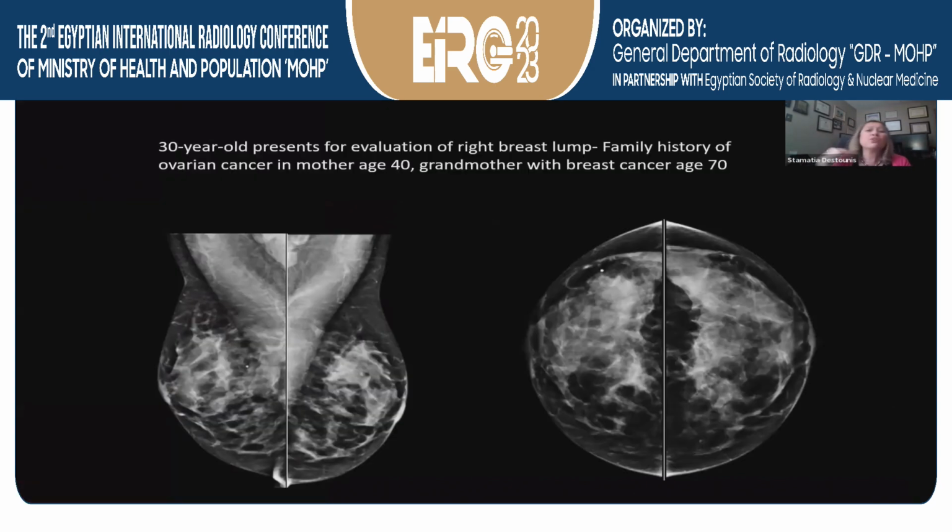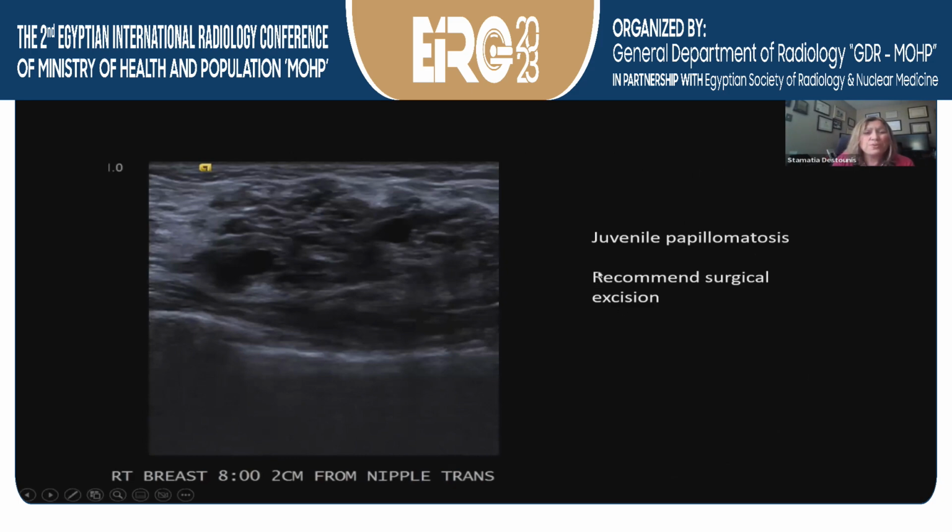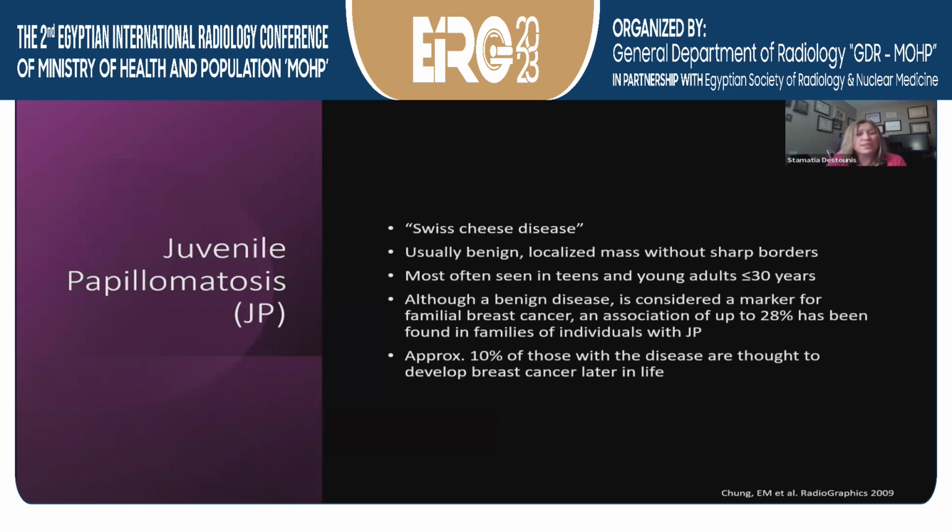This is a 30-year-old that came in, and she has a lump in her right breast. She does have a family history of ovarian cancer in her mother and a grandmother with breast cancer. And so this goes to ultrasound pretty quickly after we do the mammogram, and this was juvenile papillomatosis on a needle biopsy. We frequently will recommend surgical excision on these.